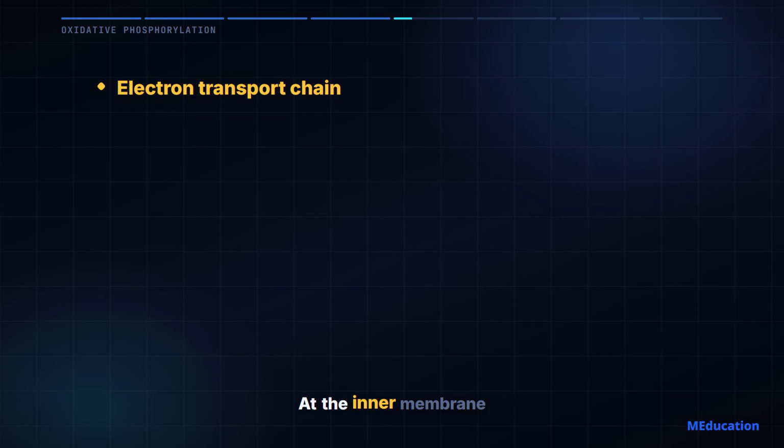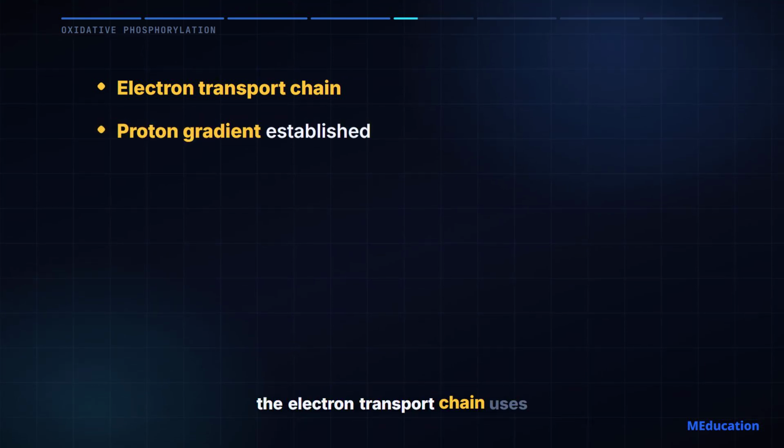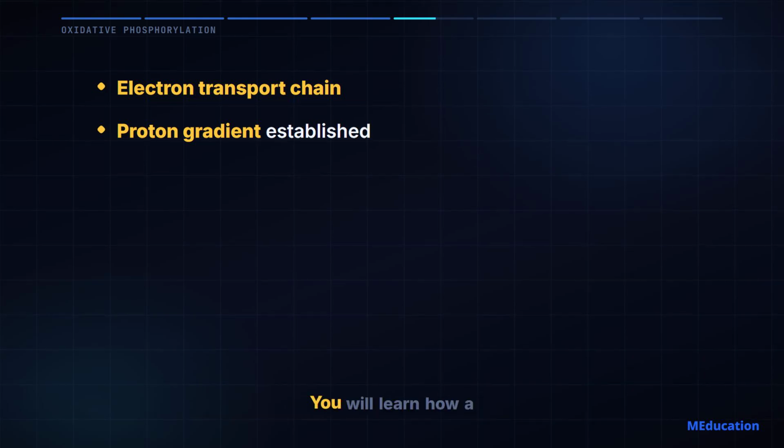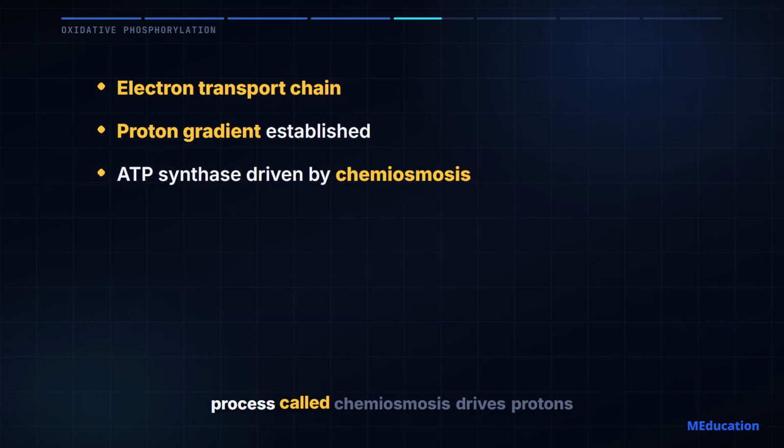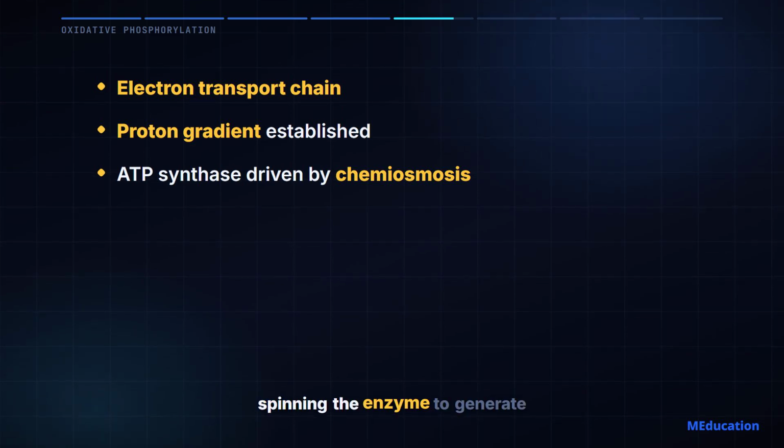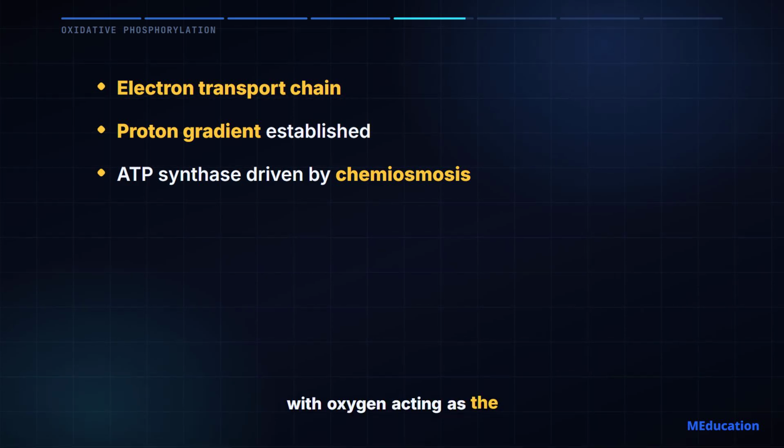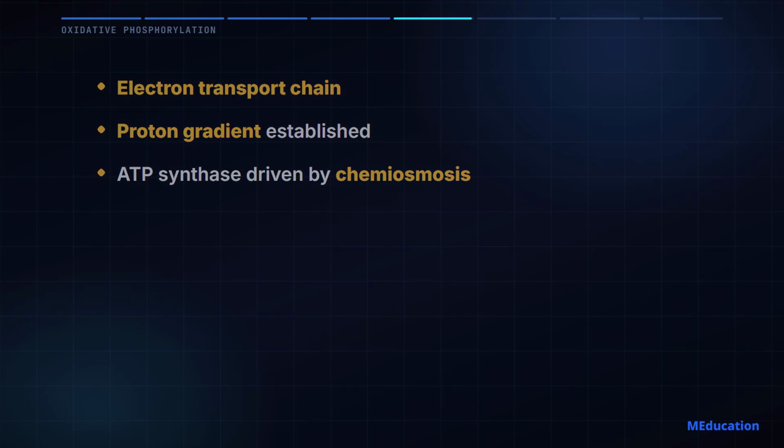At the inner membrane, the electron transport chain uses the energy from those hydrogen atoms to pump protons, creating a steep gradient. You will learn how a process called chemiosmosis drives protons back through ATP synthase, spinning the enzyme to generate vast amounts of ATP, with oxygen acting as the final electron acceptor.